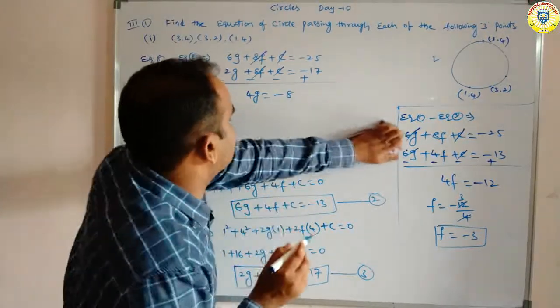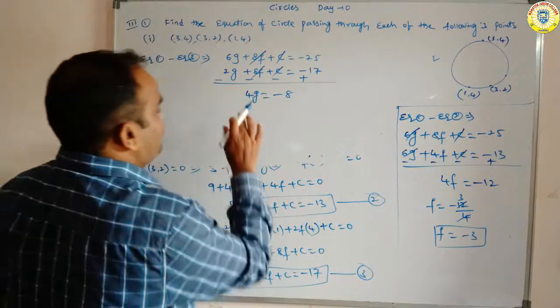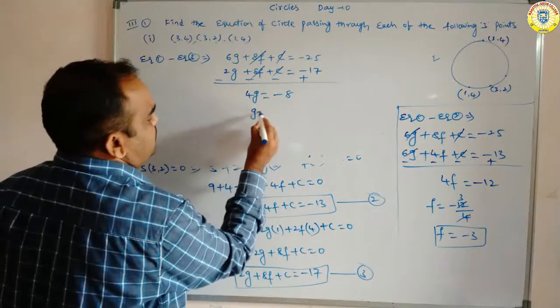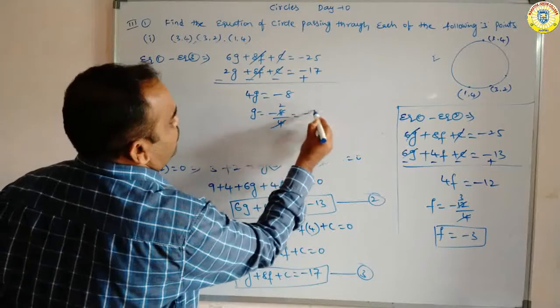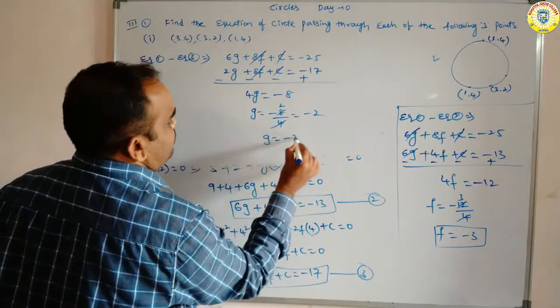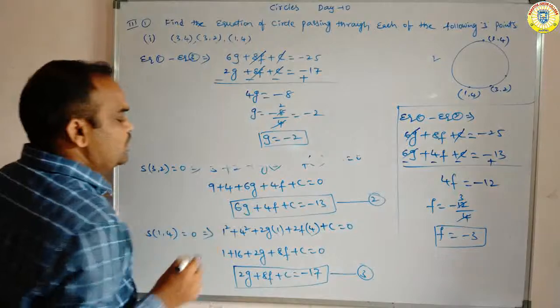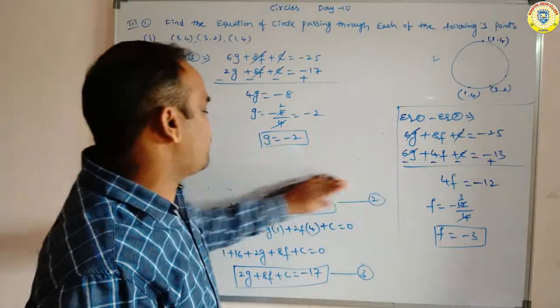Here what are we getting? 4g is equal to minus 8. g is equal to minus 8 by 4. 4 ones are 4, 4 twos are 8. Here g is equal to which value? Minus 2.